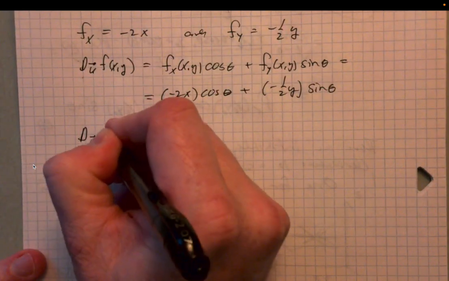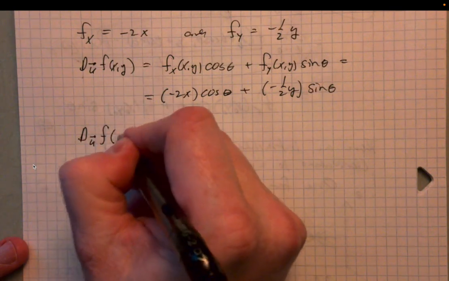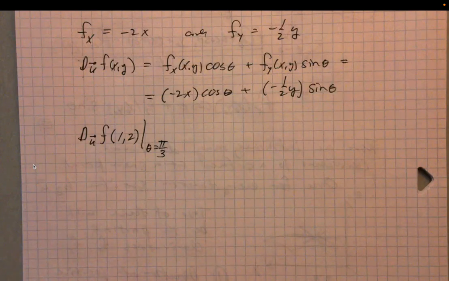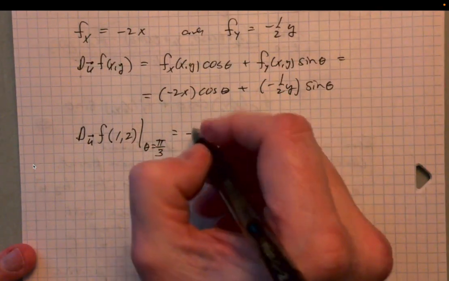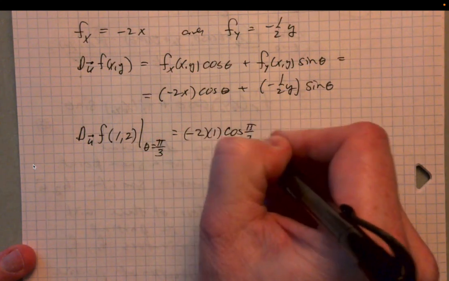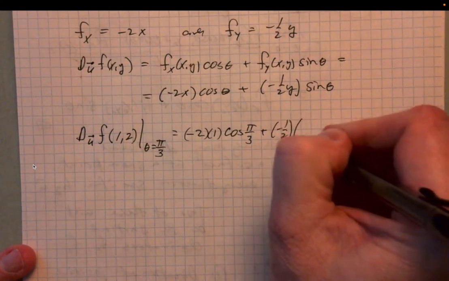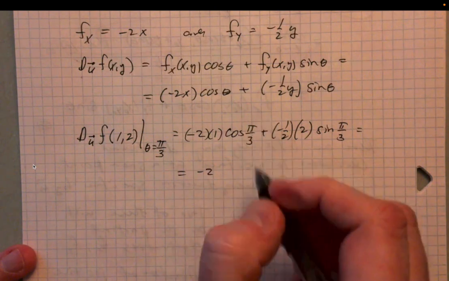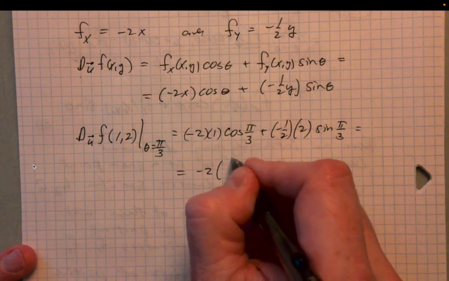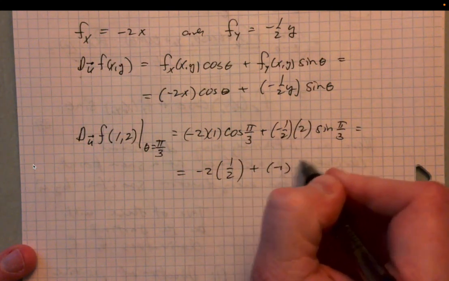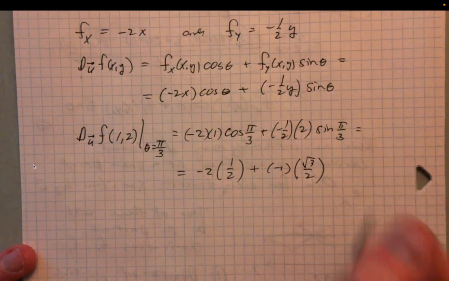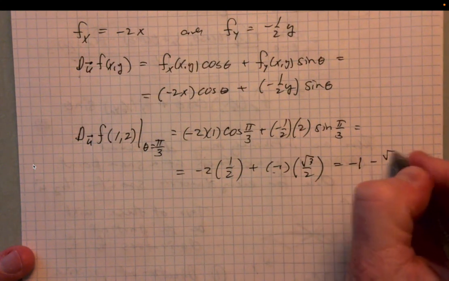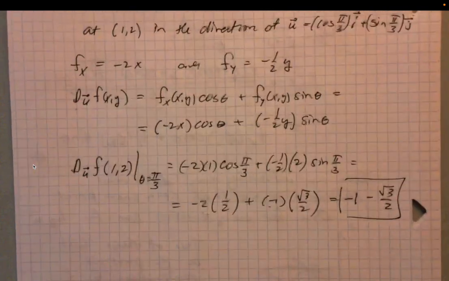And so d sub u of f, and now where were we interested? This was at 1, 2, right? And then in the direction of pi over 3, so we'll write it like this to note that we're plugging in a particular theta. Okay, and so you get negative 2 times 1 times cos pi over 3, again just plugging everything in here, plus negative 1/2 times 2 times sine of pi over 3. Okay, and so this would be equal to -2, and then the cosine of pi over 3 is 1/2. And then this will be -1, and the sine of pi over 3 is square root of 3 over 2. And so you can combine all of this, and this is basically just -1 up here, and so you get -1 minus square root of 3 over 2. Of course, you could approximate that with a decimal number if you like, but this is good too.